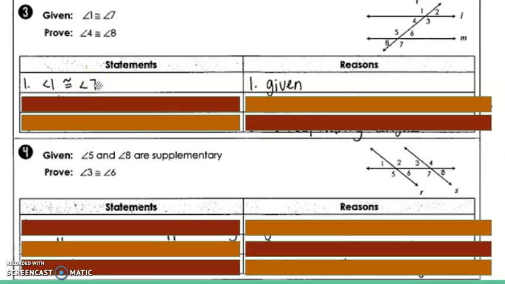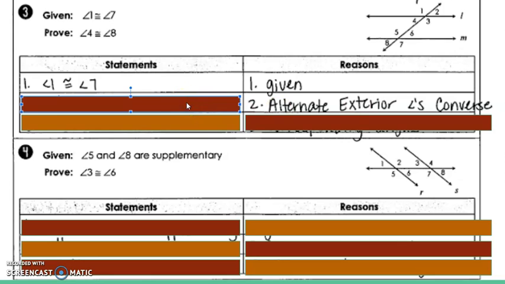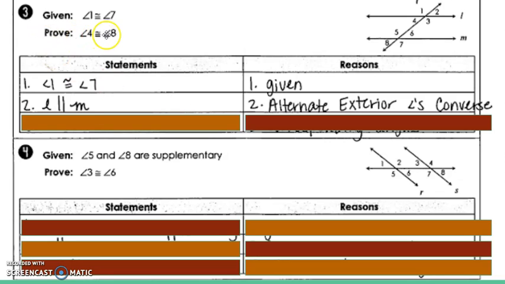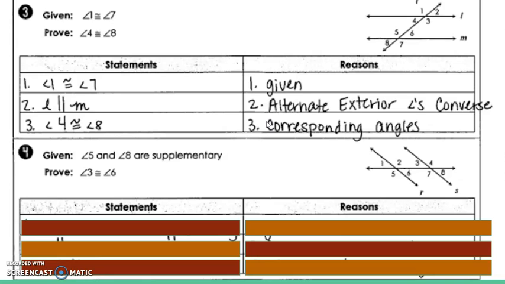Angle 1 and angle 7, if they are congruent, that means that they are our alternate exterior angles. If I'm using that alternate exterior angles converse, I can say that line L is parallel to line M. Once I have that those lines are parallel, I can come up with any other angle relationship that we've looked at. So if I want to say that angle 4 is congruent to angle 8, now that I have those parallel lines, I can say that using the fact that they are corresponding angles. So we just had to prove that the lines were parallel before we could say that 4 and 8 were definitely congruent.